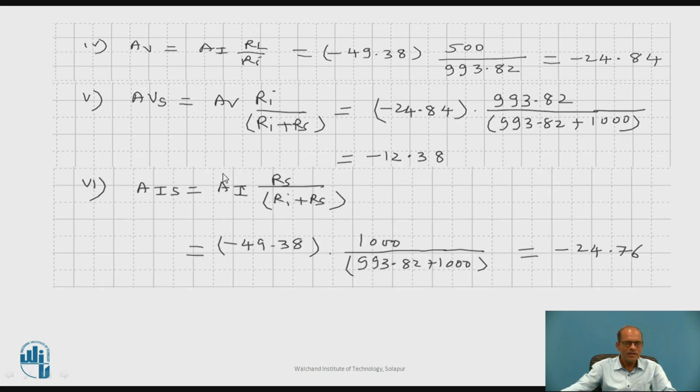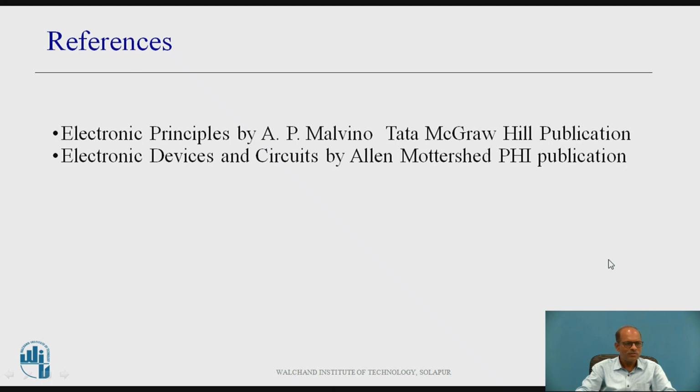And overall current gain AIS equal to AI RS upon Ri plus RS. Substitute the values from the given data and the terms which have been calculated up till now. So AI, RS 1000, Ri, RS. So this comes to be minus 24.76.